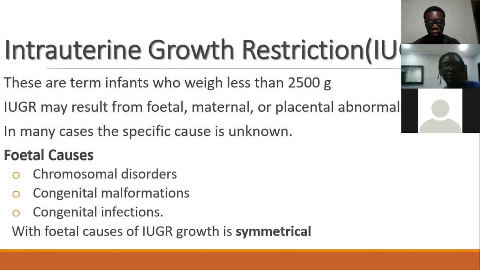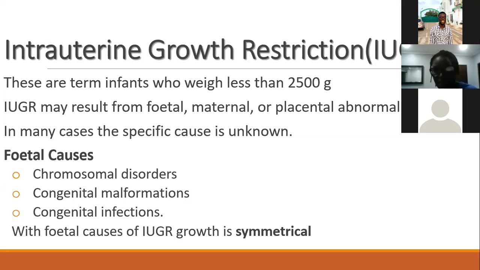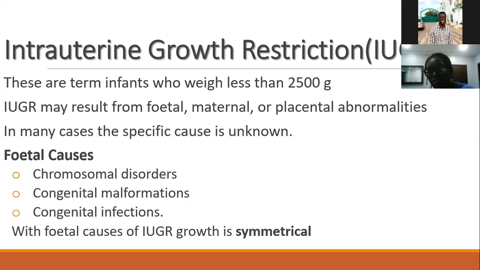So let's look at intrauterine growth restriction, commonly called IUGR. So a baby with intrauterine growth restriction is born at term. That baby is not premature. They are born at term. But what has happened is that their weight is less than 2,500 grams. So they are born at their normal time, but their weight is less than the average for a baby who is born at term. And several causes exist.